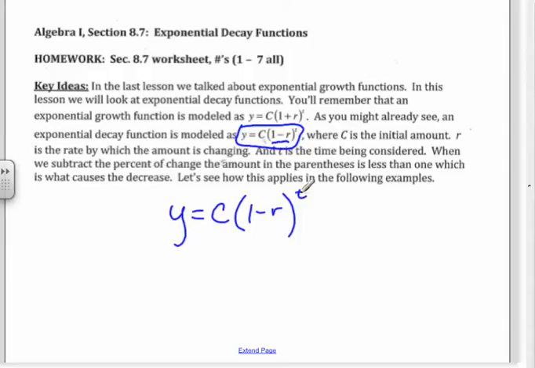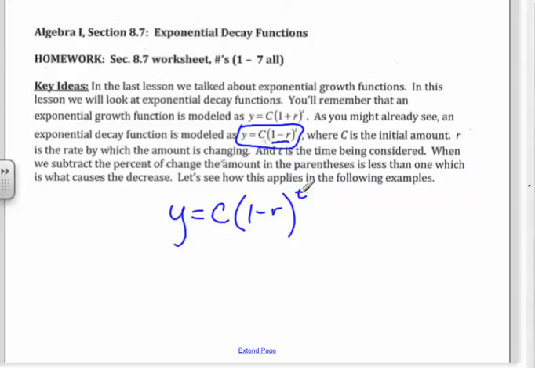You can do that just by saying, you know what? The stuff inside the parentheses is less than 1, so it's decay. Or the stuff inside the parentheses is more than 1, and it's going to be a growth function. Okay? So today we're going to be talking about some things that are decaying over time.